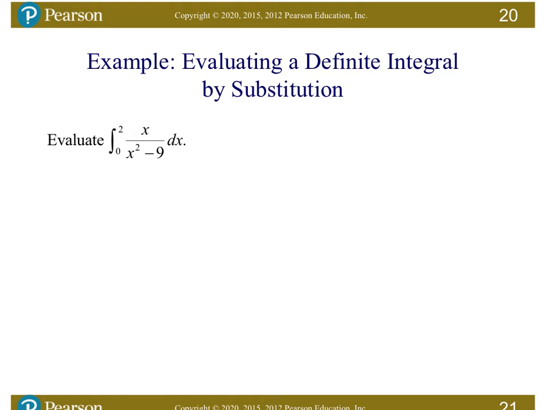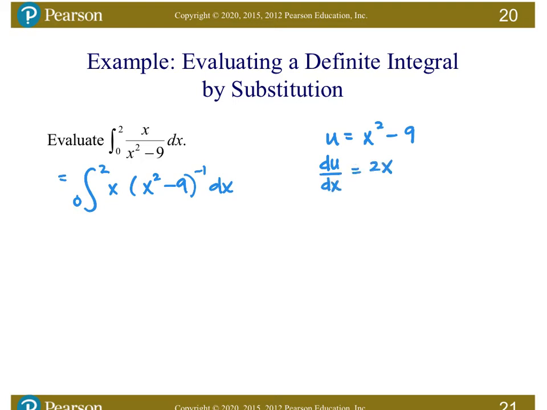I can start with choosing my u, and I'm going to choose the denominator x squared minus 9. So how did I know that that was going to be the right choice? Well, when I rewrite this to the negative first, that's the one that's in the parentheses, so that's why I'm starting with that. I also recognize that the derivative is going to be linear. It's going to be 2x, and I already have the x piece as part of my product, so that's why I chose that.